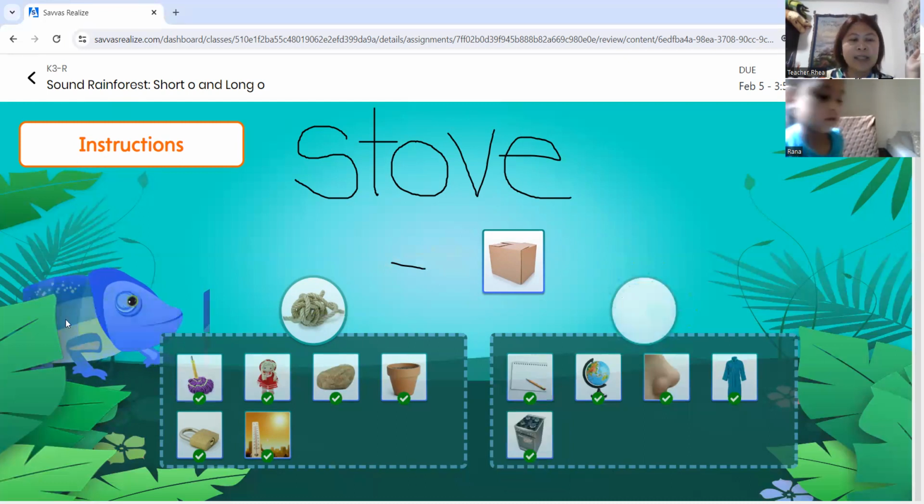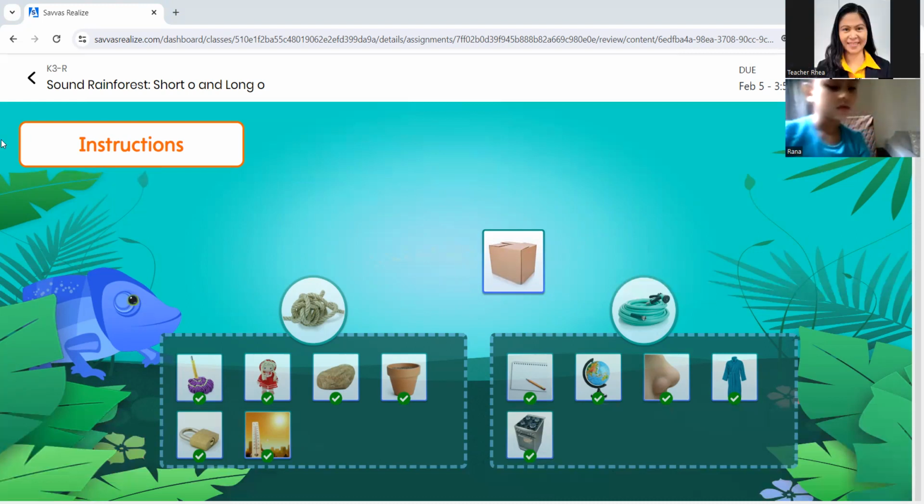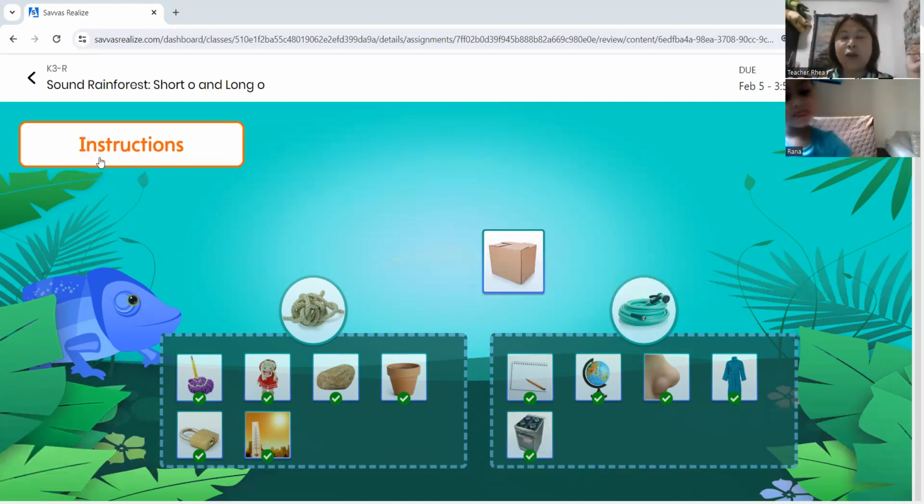Let's have the last picture. What is this picture, Rana? What is it? Box. Yes, it's a box. So how do you spell box, Rana?